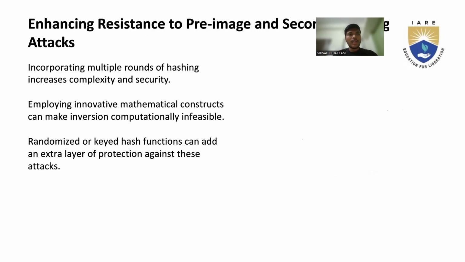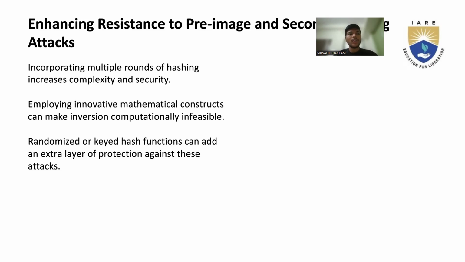And next one is enhancing resistance to pre-image and second pre-image attacks. Incorporating multiple rounds of hashing increases complexity and security. Employing innovative mathematical constructs can make inversion computationally infeasible, and randomized or keyed hash functions can add an extra layer of protection against these attacks.